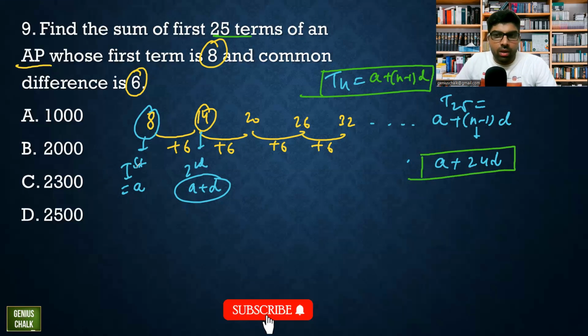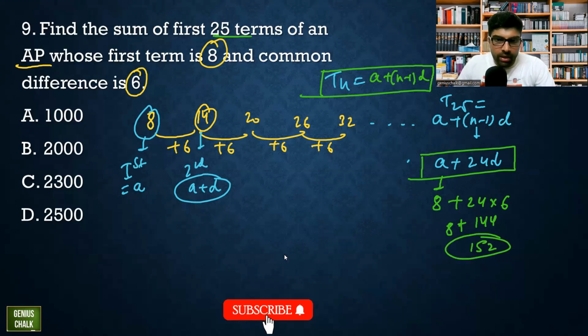So now what is the A value here? A is 8. 24 only. Difference is 6. So 24 times 6 is 144, plus 8. It is 152. Now applying the average concept. I have discussed this in the latest average video. Please go and watch it if you have not watched that.